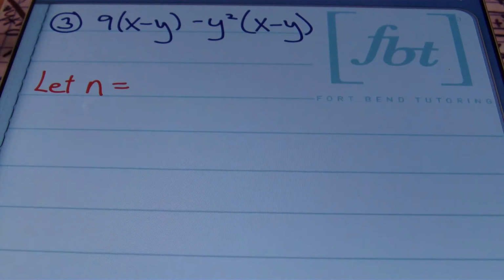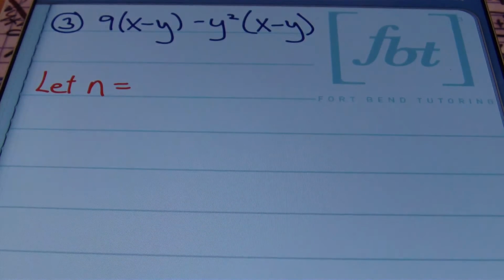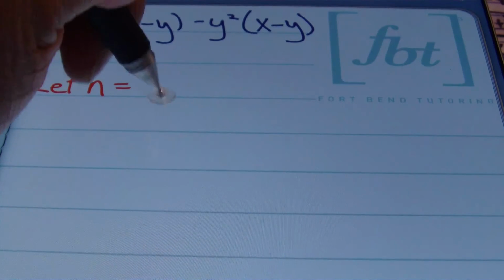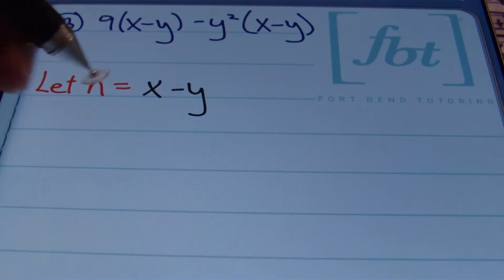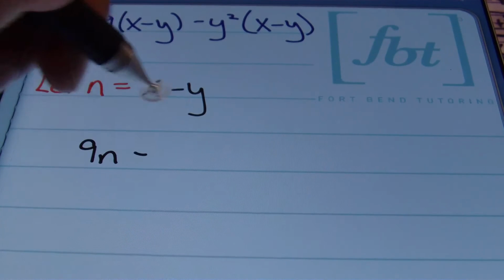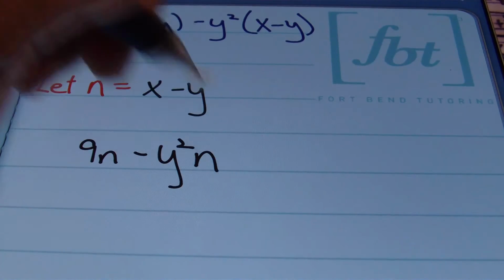It's just a convenient way to do it for most people because it simplifies the way it looks. All right, so right now that number 3 looks a little crazy to me. So this expression will look a lot better to me if I assign the letter n for the value of x minus y. All right, next I'll rewrite our original problem by replacing every x minus y with the variable n. So it looks like this. I'll have 9n minus y squared n.